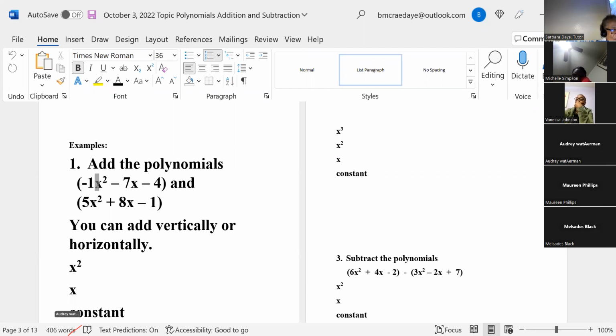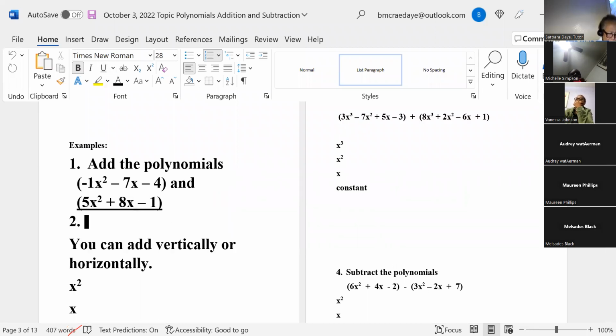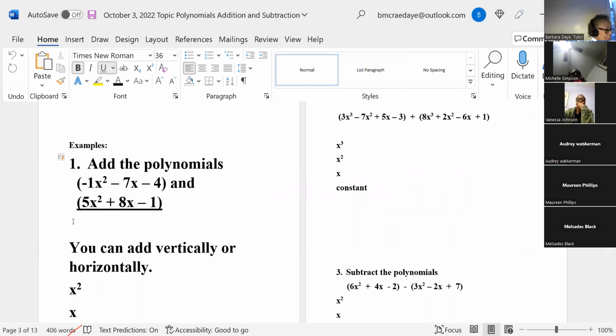All right, so you've got a coefficient of -1, a coefficient of 5, coefficient of -7, coefficient of +8, and you have constants -4, -1. So what I'll do is underline this, and then you add. Mercedes, add the first term there, the x squared. Add the -1x squared and the +5x squared. What do you get? I get 4x squared.